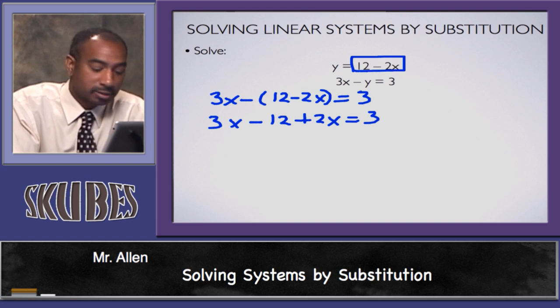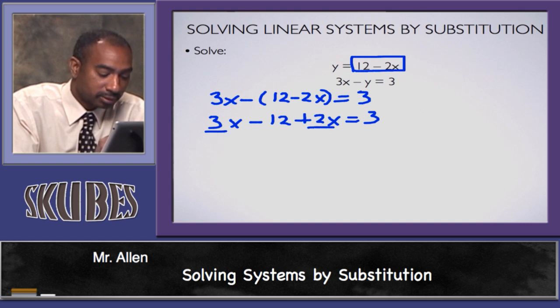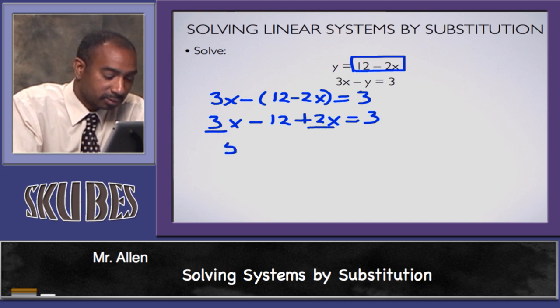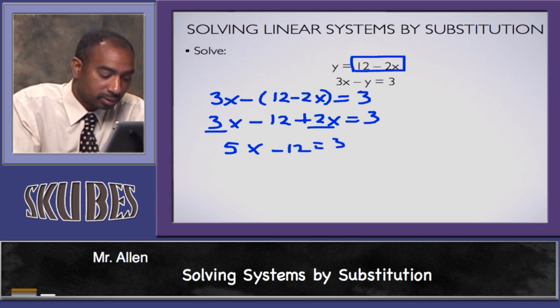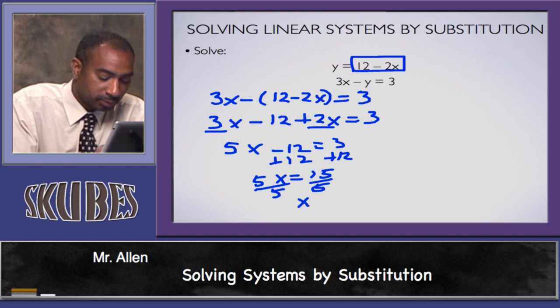And then you want to add like terms. So I have 3x and a 2x. That's going to give me 5x minus 12 equals 3. If I add 12 to both sides, I get 5x equals 15. I divide both sides by 5. That tells me x has to be 3.